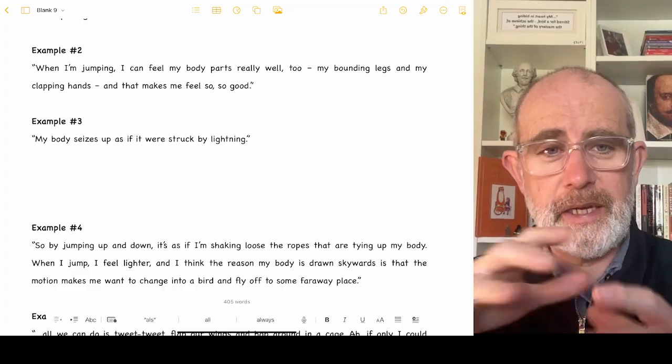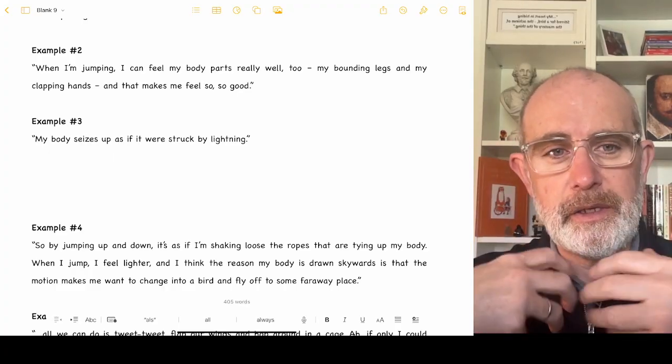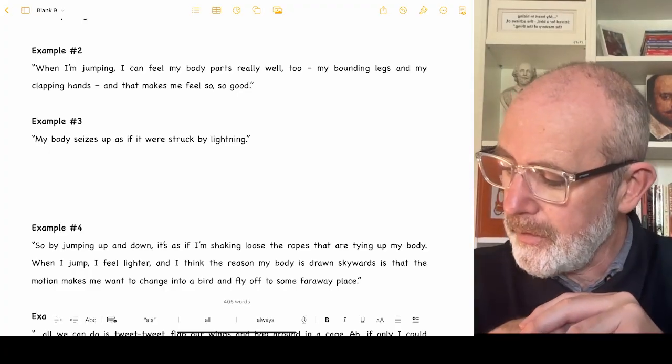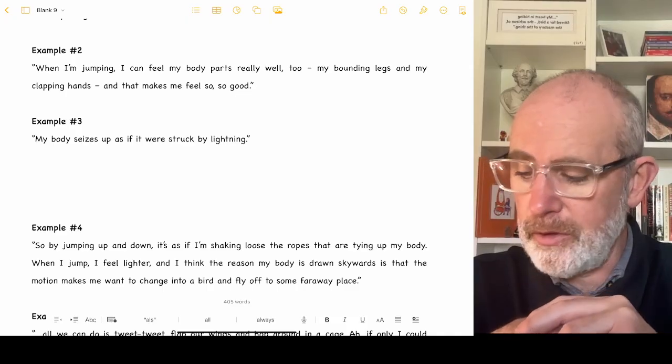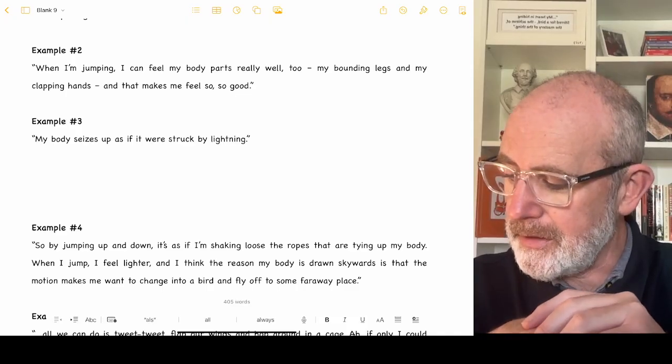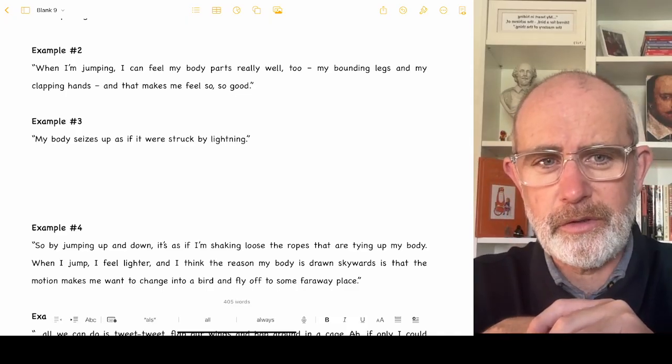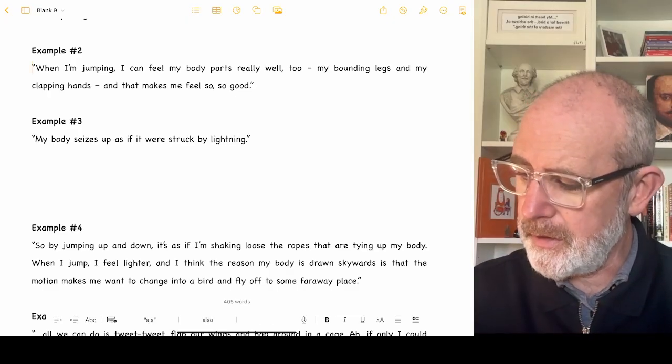When I'm jumping, he says that part of his autism, he expresses himself by jumping. I can feel my body parts really well too, my bounding legs and my clapping hands, and that makes me feel so, so good.